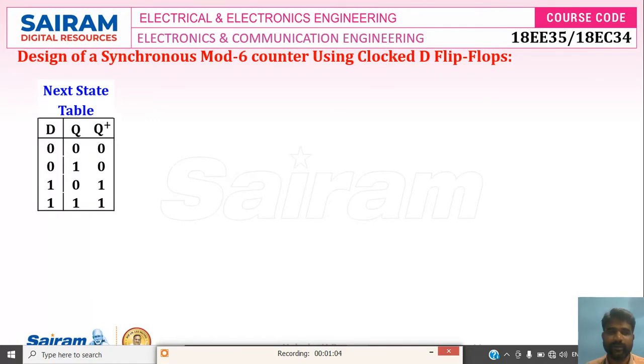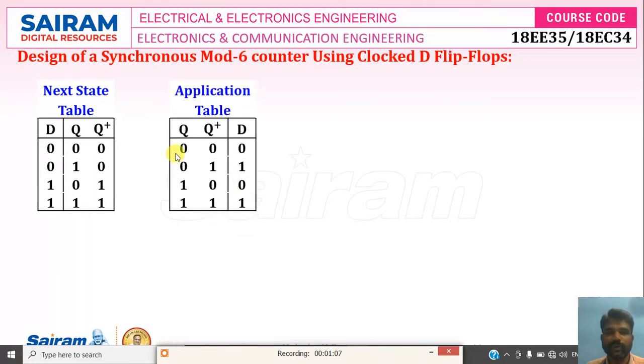So the excitation table for four possible transitions. For 0 to 0 transition, D value is 0. For 0 to 1 transition, D value is 1. For 1 to 0 transition, D value is 0. For 1 to 1 transition, D value is 1. That means observe, D is same as next state. Clear now? So using this excitation table, we complete the third section of the excitation table.